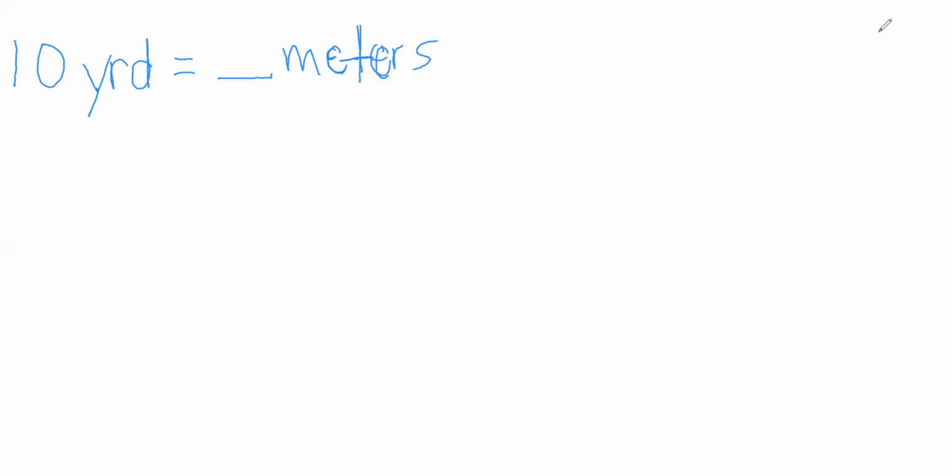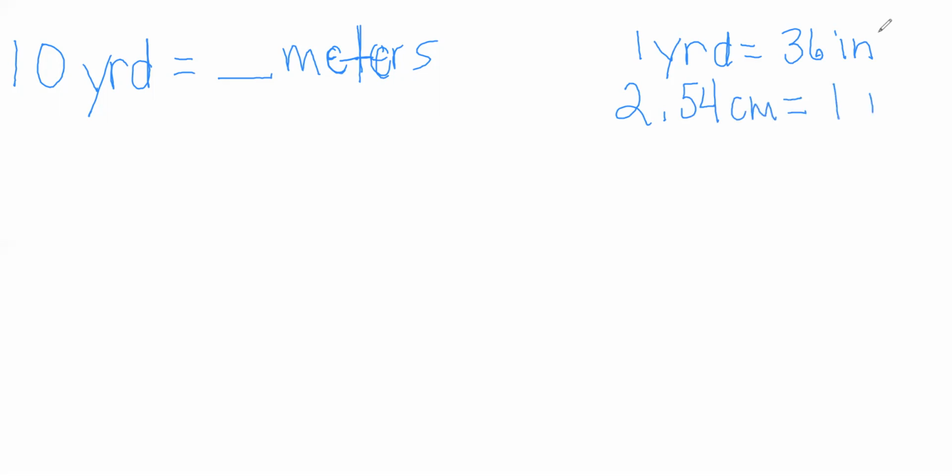Okay, let's look at our conversion factors. 1 yard is equal to 36 inches. And then 2.54 centimeters in every inch. And then there's 100 centimeters in 1 meter. All right, so go ahead and pause the video, and I want you to try this one before I continue.